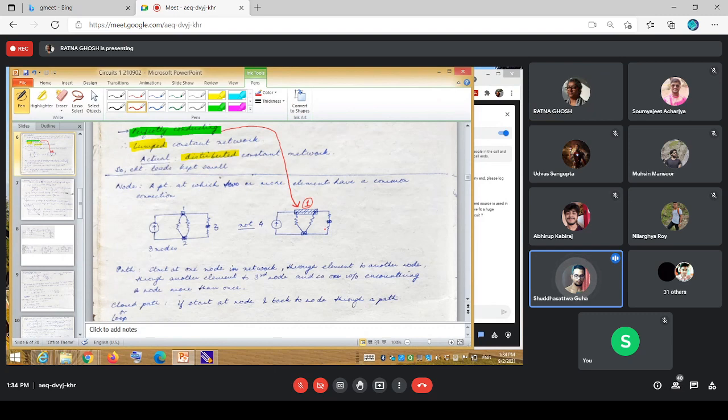Ma'am, so these two circuits are like equivalent, right? Yeah, these two circuits are equivalent, because we are considering lumped networks. And why are they equivalent? Because in the lumped parameter understanding, we have considered that wires are perfectly conducting. Now, in practice, what happens?